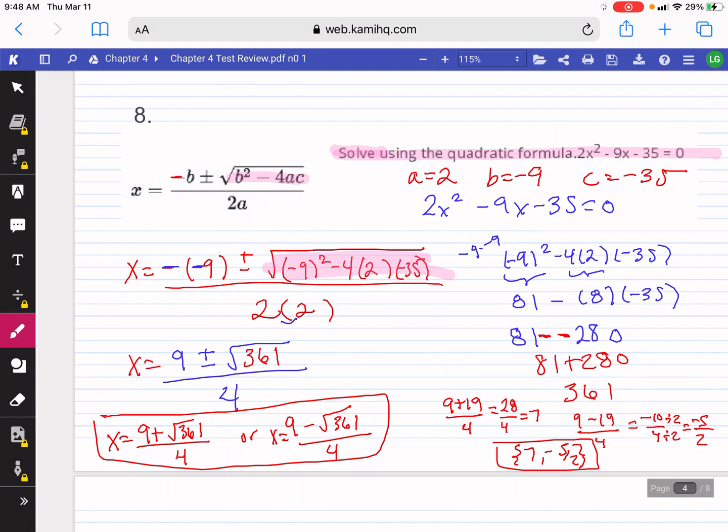So if it does get a whole number when you square root it, you can simplify it further. If you don't get a whole number when you square root it, you can just leave the square roots.